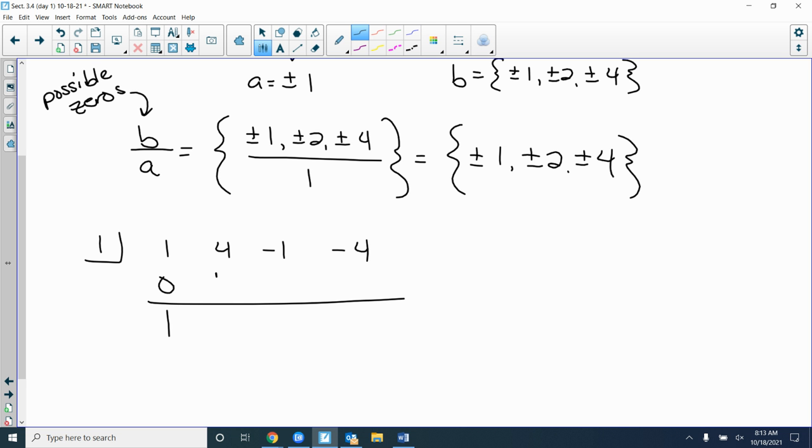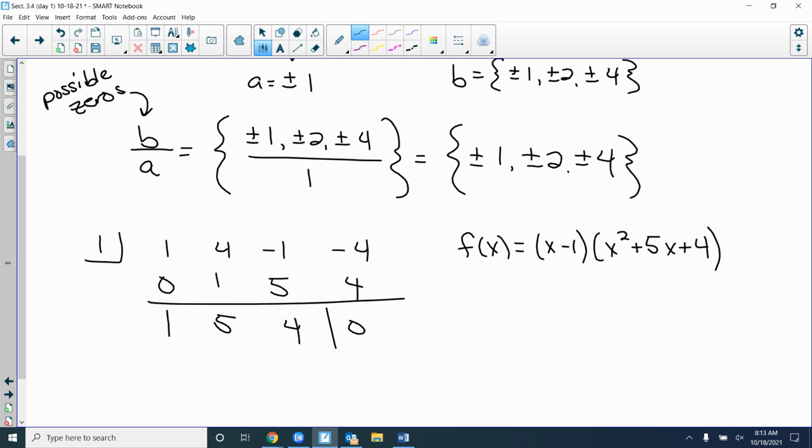Okay, 1 times 1 is 1. That's 5. That gives me +4. 4 times 1 is 4. Gives me 0. Well, here's what I'm going to do. Set this up. So now I've got f of x equals, since 1 is a root, that means x minus 1 is a factor. And I get x squared plus 5x plus 4.